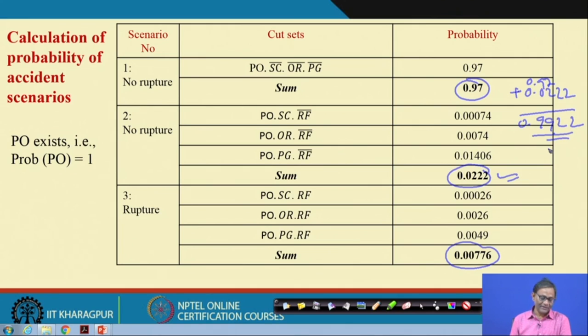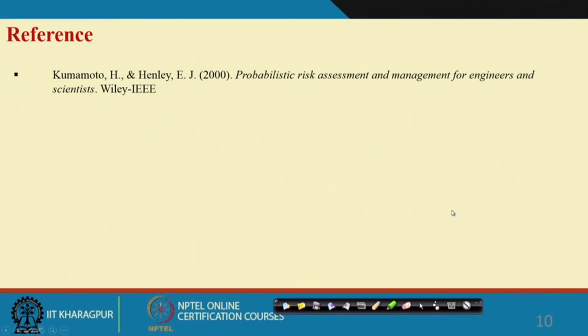But this has happened because we have considered that RF failure is very frequent, 0.26. If you consider RF failure to be very low, suppose 0.026, what will happen? This probability will be further reduced, and the probability of success will improve. So this, in a nutshell, is our topic on linking the fault tree with the event tree, or in other words the accident sequences, and finding out the cut sets of the accident sequences.